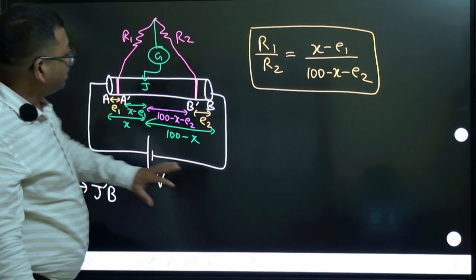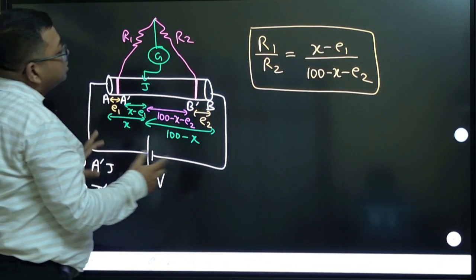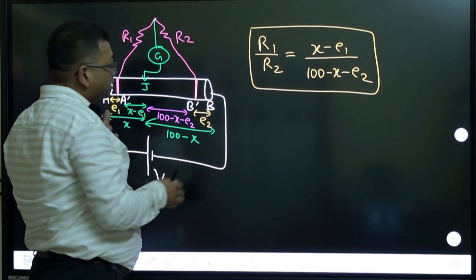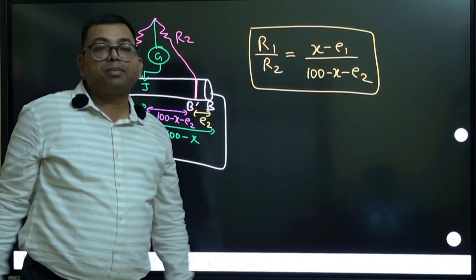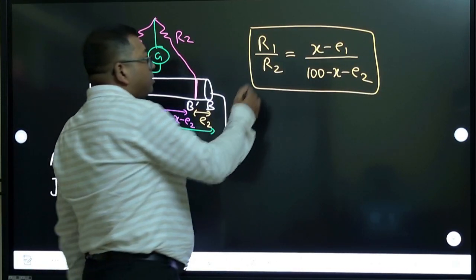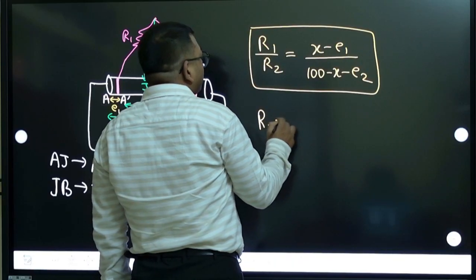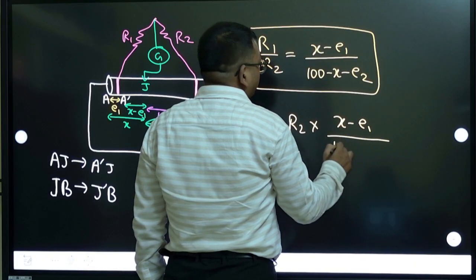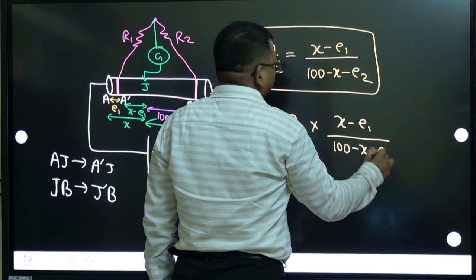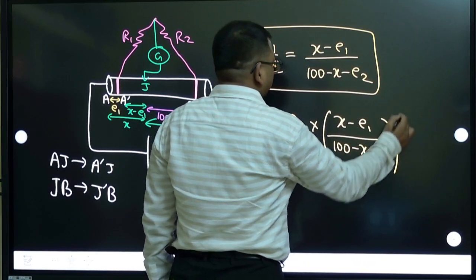So E1, E2 are end corrections. They will give you in the questions. E1, E2 are end corrections. So from this side, E1 is correction, E2 is correction from this side. Just a little bit of change will happen in that. So R1 is, suppose, unknown resistance, so R1 will be calculated as R2 into x minus e1 by 100 minus x minus e2. That's how we can solve the problem.